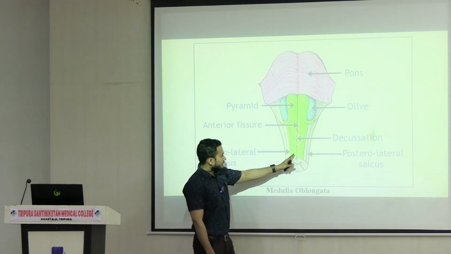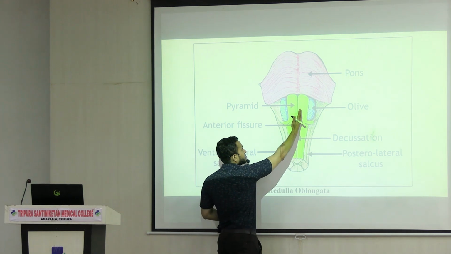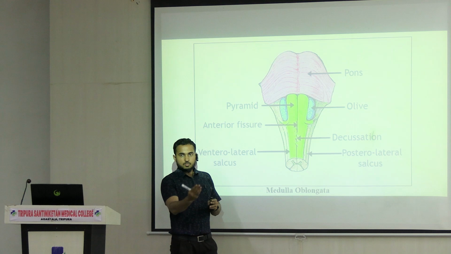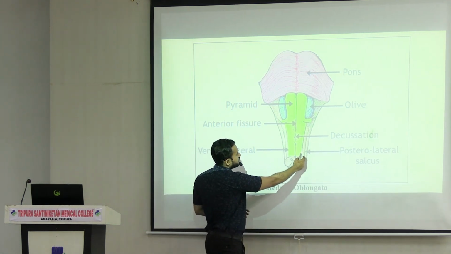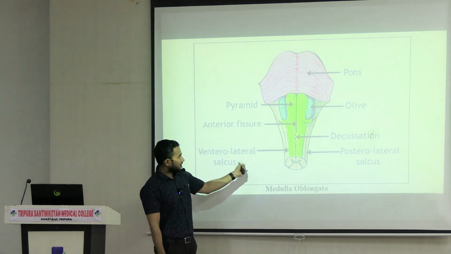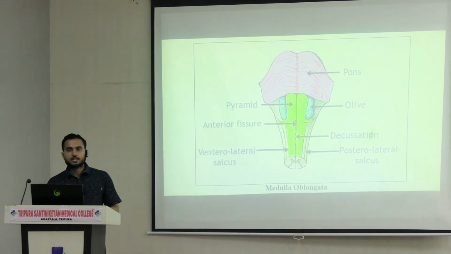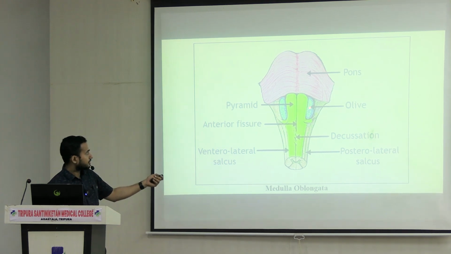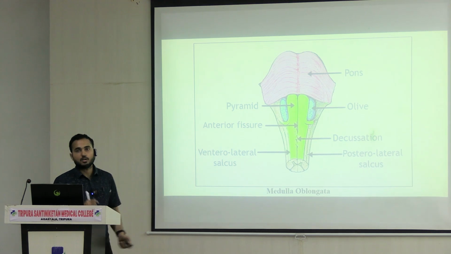Here from the anterior median fissure, if you go laterally, then first the elevation which you are getting is the pyramid. From the pyramid, if you go more laterally, then you will get the posterolateral sulcus. You can see this is the posterolateral sulcus, which can be seen on either side. Next, if you go more laterally, then another oval elevation is there, that is called the olive.